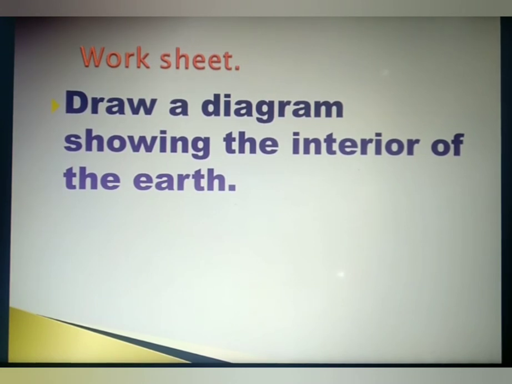A worksheet for you. Draw a diagram showing the interior of the Earth. Just mark the 3 layers of the Earth, the crust, mantle and the core. Okay.